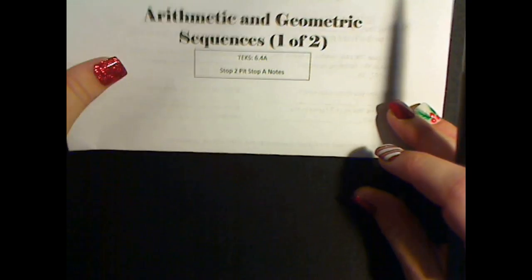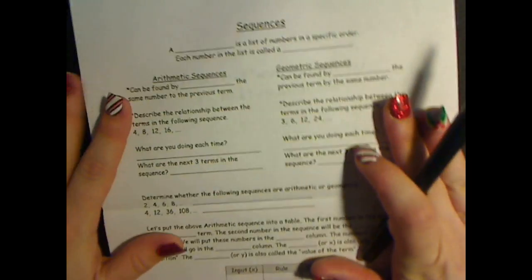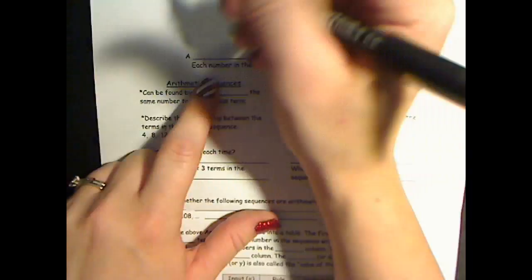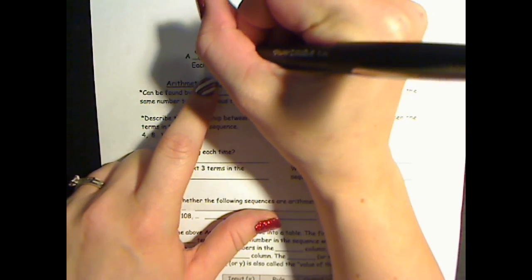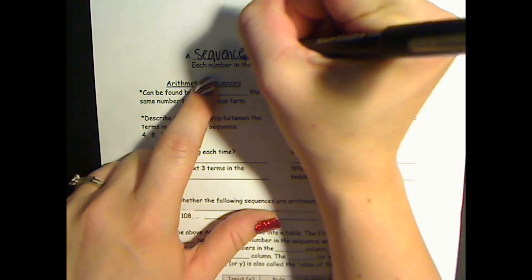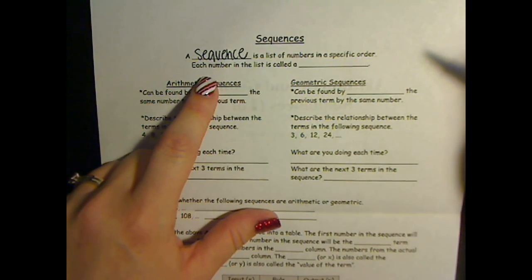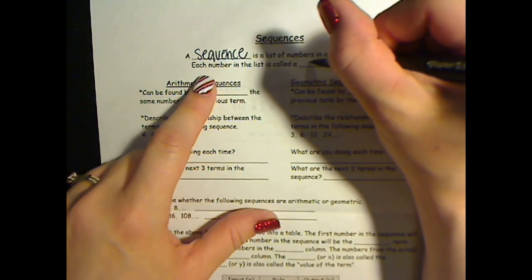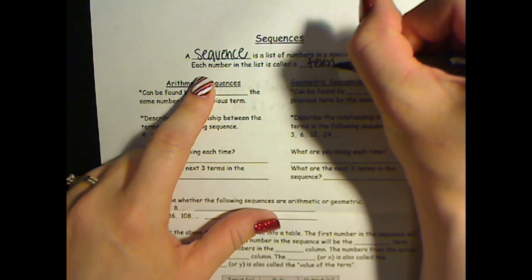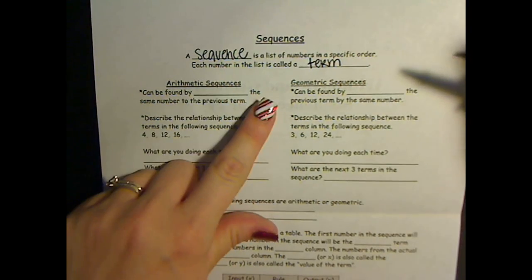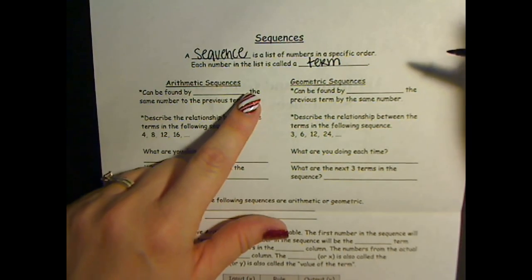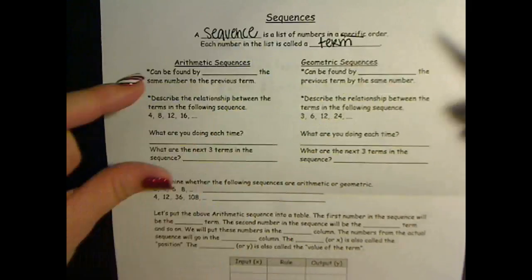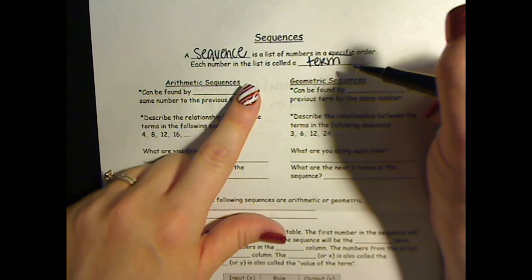So if I open these up to get started, sequences. That word is sequences. Okay, so a sequence is a list of numbers in a specific order. Each number in the list is called a term. These vocab words are very important. So a sequence is a list of numbers in a specific order. Each number in the list is called a term.